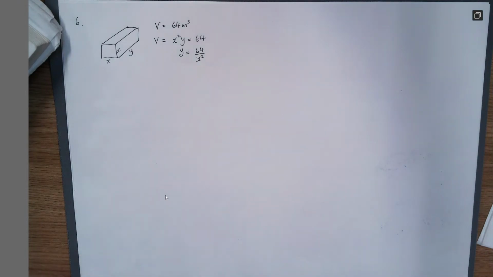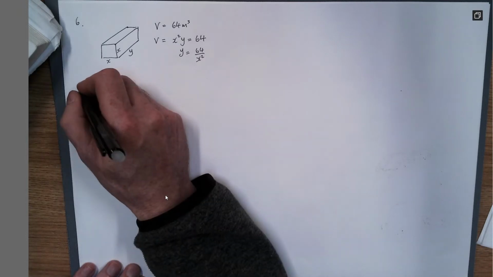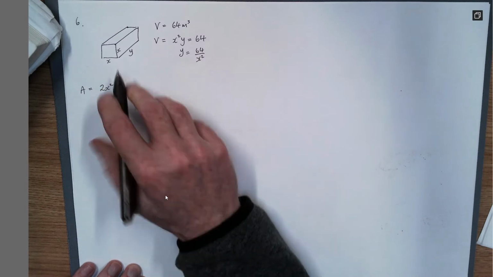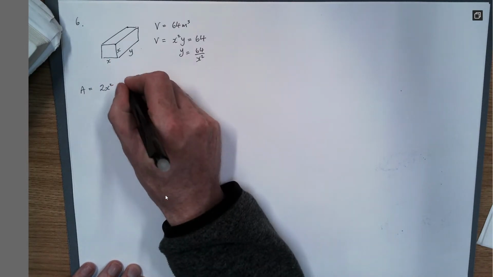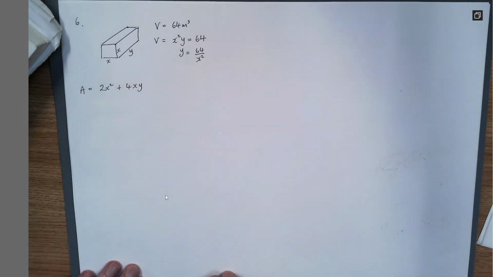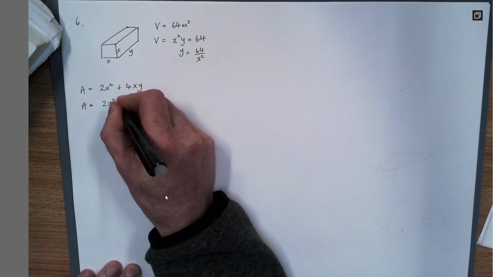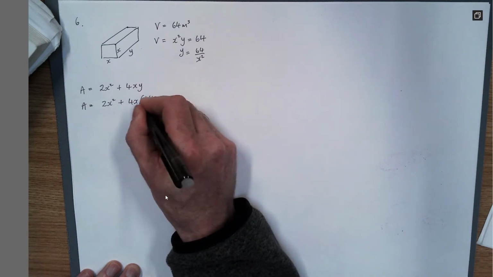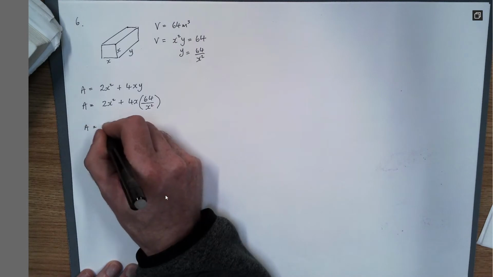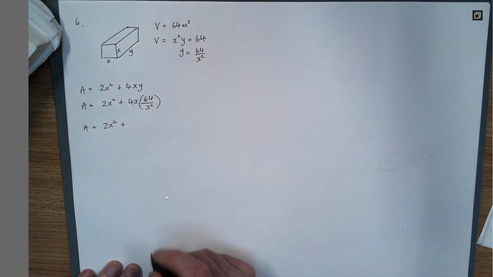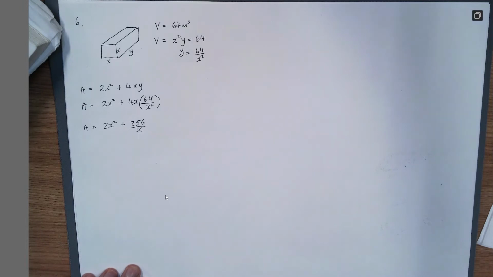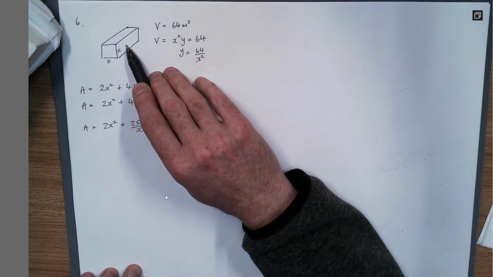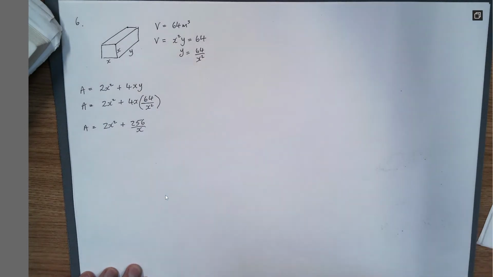Now find the total area of the faces. The area is 2x squared plus the four rectangular sides, each x by y, which is 4xy.